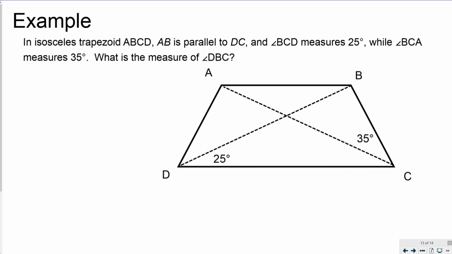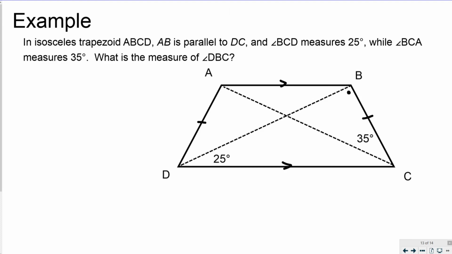In this isosceles trapezoid, so I can go ahead and make my marks here, ABCD, AB is parallel to DC, and BCD measures 25, which is marked, while BCA here is marked as 35. What is the measure of DBC? So this measure right here.